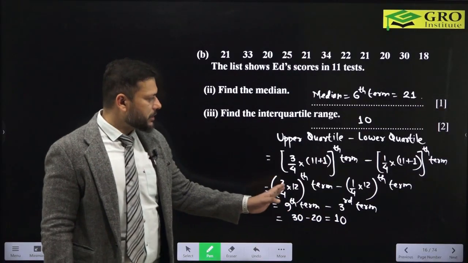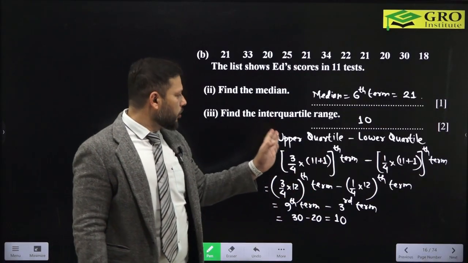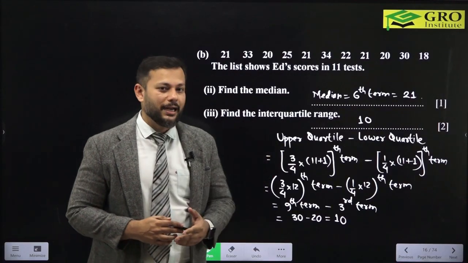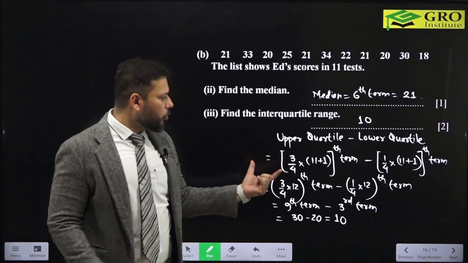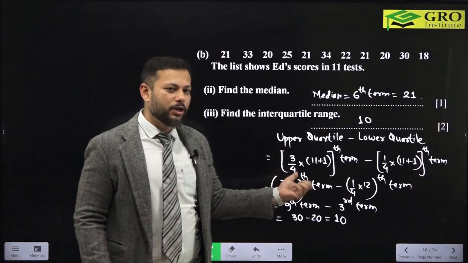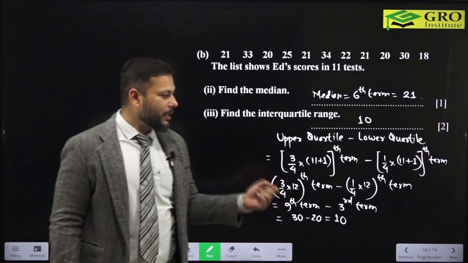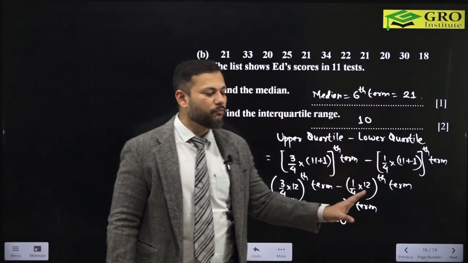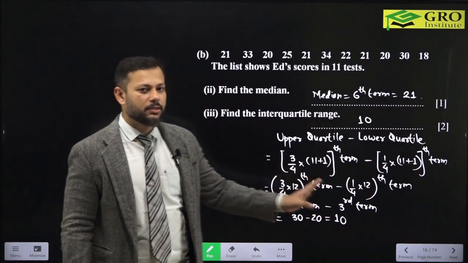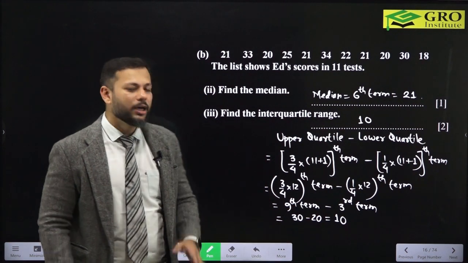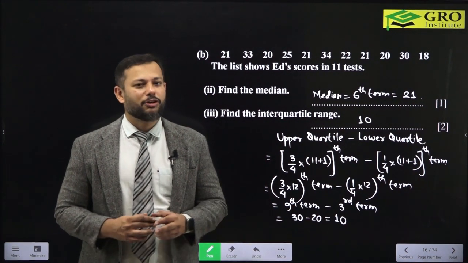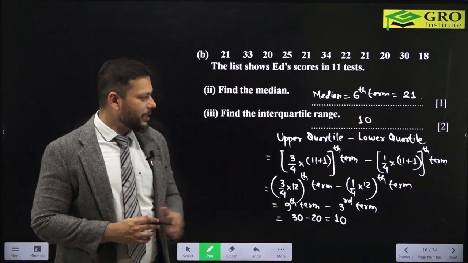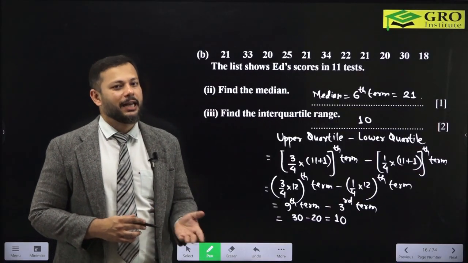Very important, we need to understand the formula. The interquartile range is found out by the difference of upper quartile and lower quartile, and the upper quartile is 3 by 4 times 11 plus 1th term, and the lower quartile will be 1 by 4 times 11 plus 1th term. We got it as 9th term minus 3rd term, that resulted into 10. So I hope this question of statistics is clear to all of you. Now, once you're done writing it, we will move ahead with the next question.